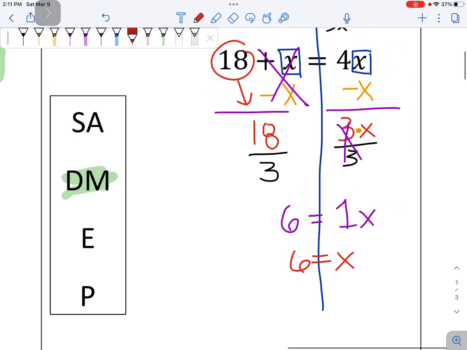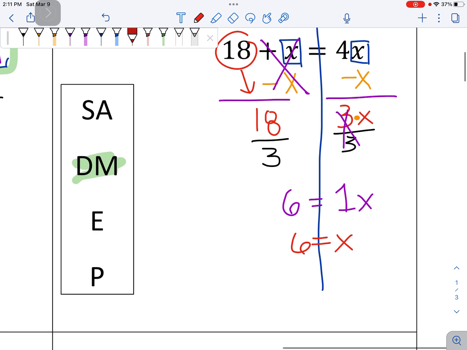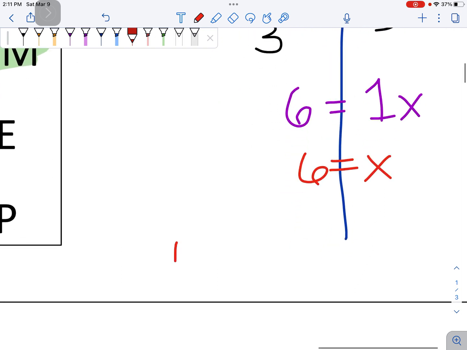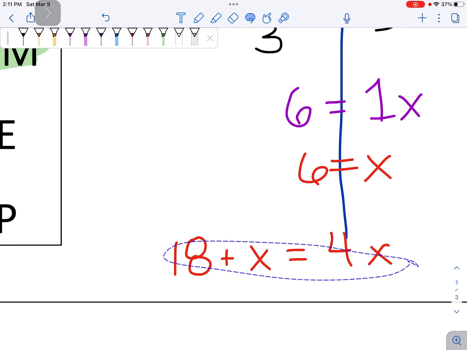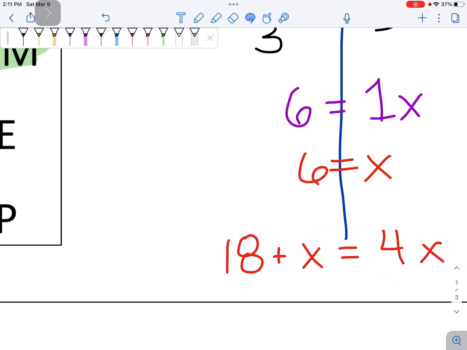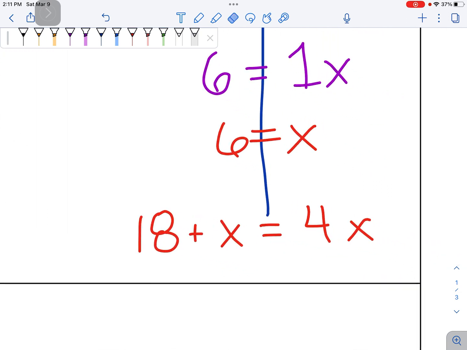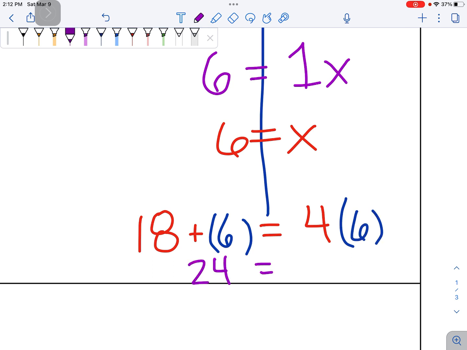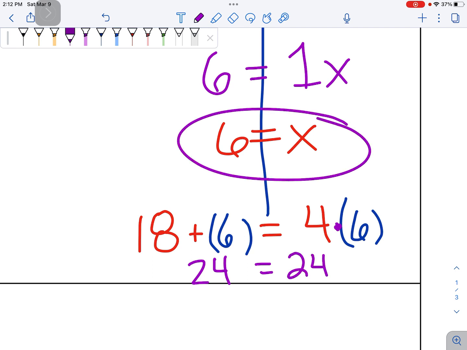Going back to my original problem, I have 18 plus x equals 4x. Here we go. 18 plus x equals 4x. Maybe I should move that over a little bit so it lines up with the wall. There we go. Now I'm just going to go back to the x's and replace them with 6. 6, and on the other side, 6. 18 plus 6 is 24, and on the other side, 4 times 6 is 24. Yep. 6 is the value of x.